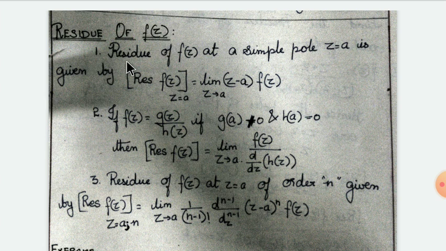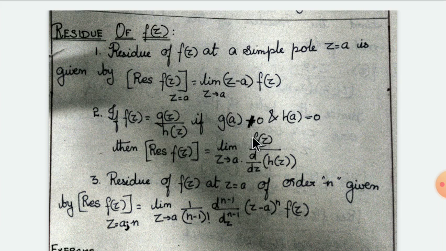The formula for the residue of f of z at a simple pole. Simple pole means the order is 1. The residue of f of z at z equal to a is equal to the limit as z tends to a of z minus a into f of z. So the corresponding term z minus a is multiplied into the function f of z. Clear?